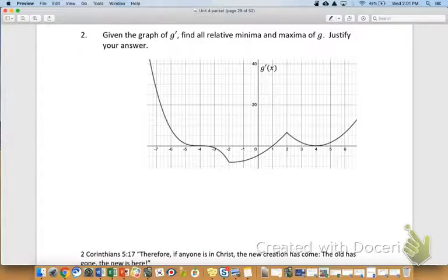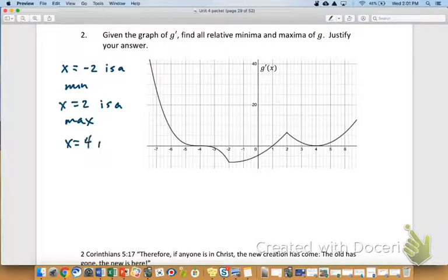Alright, how are we doing? Looks like we're doing pretty good. Let's do a pretend. Let's say that I am one of your students, and this was a quiz question, and I wrote this answer to this question. I wrote x equals -2 is a min. x equals +2 is a max. x equals 4 is a min. What feedback would you have for me other than wrong?